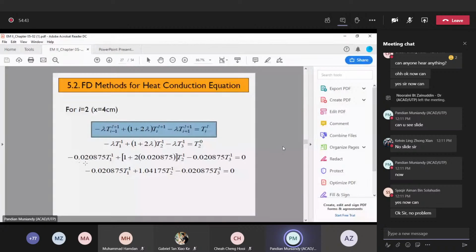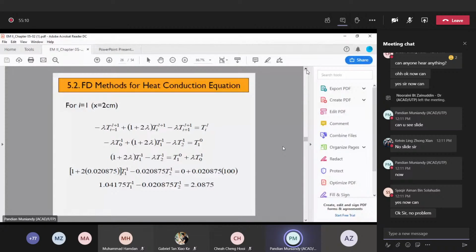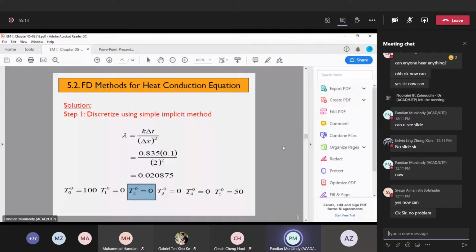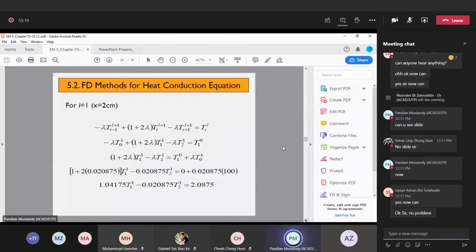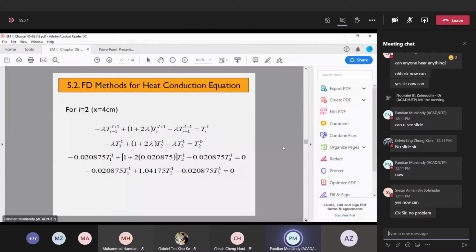So minus 0.020875 T11 plus 1 plus 2 multiplied by 0.020875 T12 minus lambda 0.020875 T13 equals 0. So we have unknown T1, T2, T3. The right hand side, this is 0 because this is T02 is 0. From where? From this one. Yeah, this one is 0. So you use all the value inside here. Now, I2, we already finished.